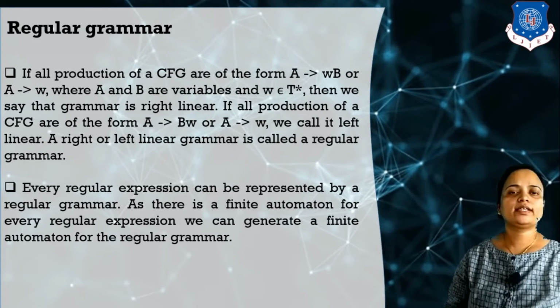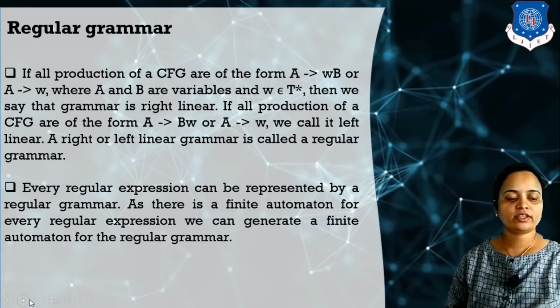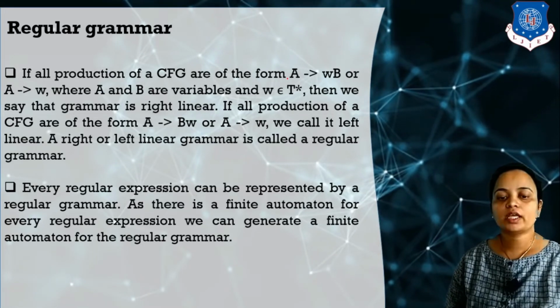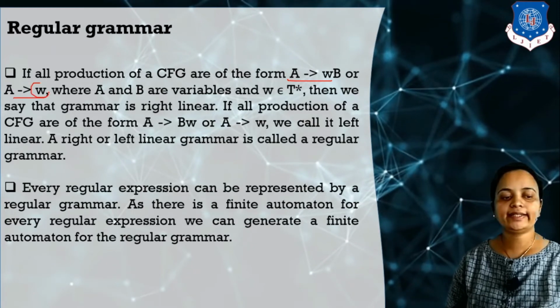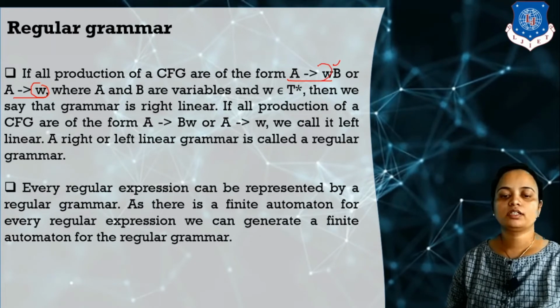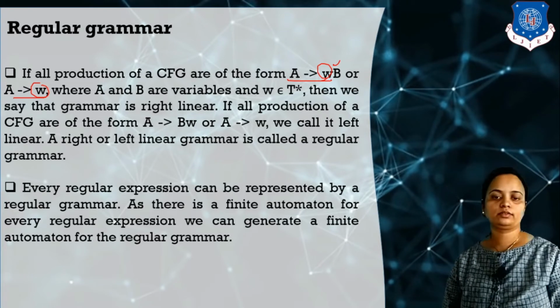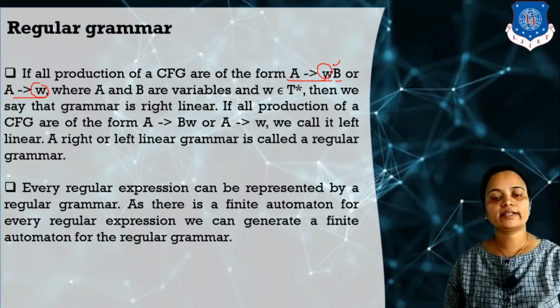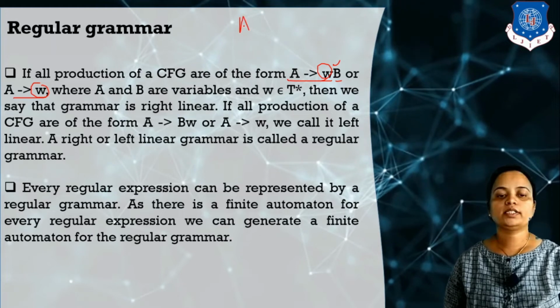What is the right linear grammar? If you see in these productions, either they contain terminals only, or if a non-terminal is contained, it appears on the right hand side of the terminals. So the position of the non-terminal is the right hand side of the terminals, like this: small a, capital B.